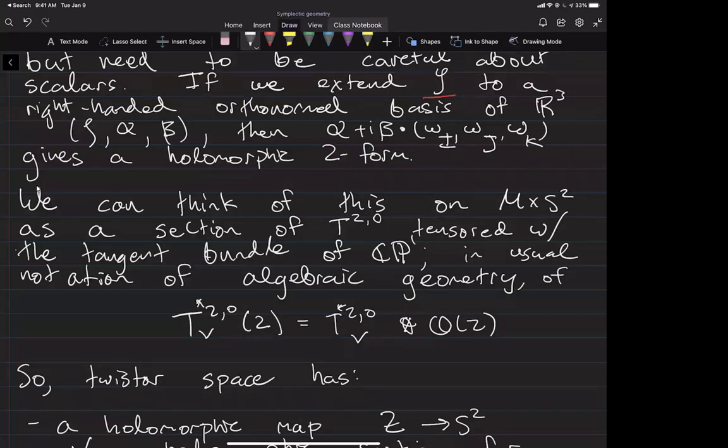What did you write here in usual notation of algebraic geometry? Oh, usual notation. I'm sorry. Oh, notation. Okay.